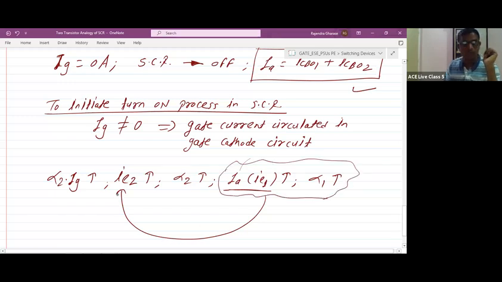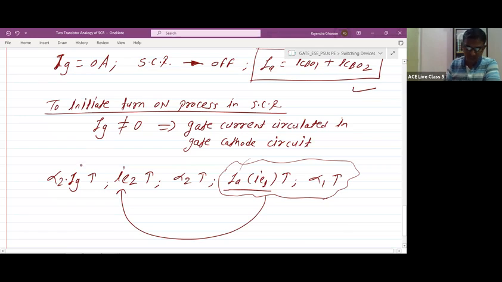So again IE2 will increase. IE2 increases, again alpha 2 increases. Alpha 2 increase means again IA, or the IE1, increases. Alpha 1 increases, and this loop goes on repeating. And at the end, we'll be getting the constant, that is the steady state anode current. Is this clear?